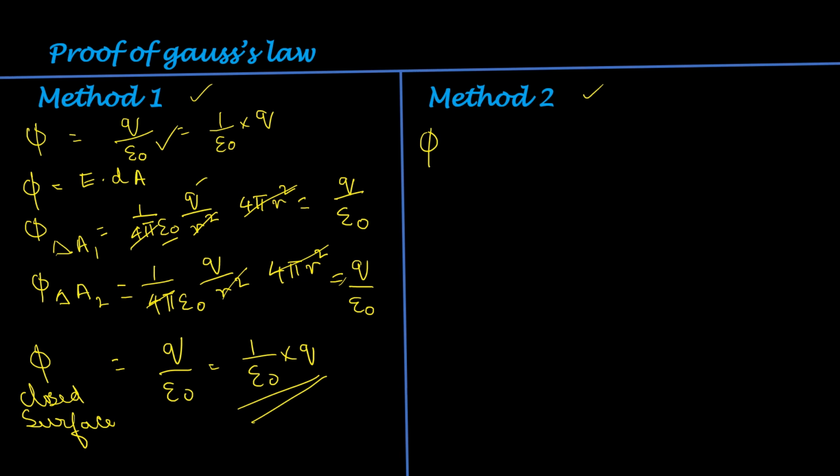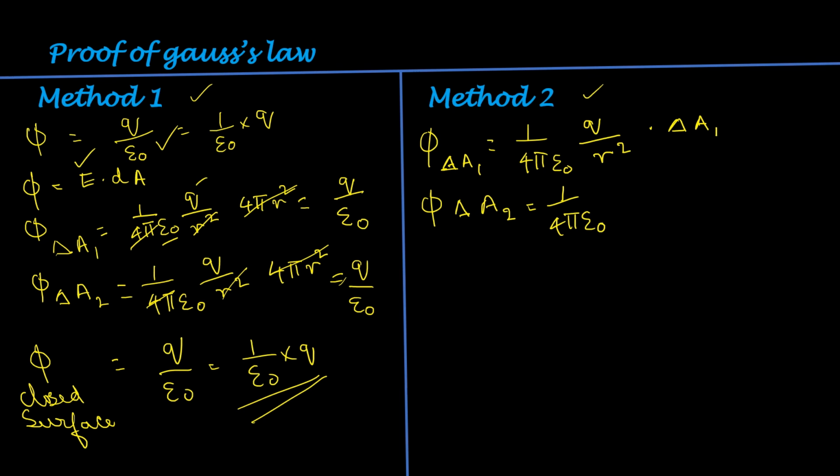The general formula is phi is equal to E dot dA for delta A1. Phi delta A1 is equal to 1 by 4 pi epsilon naught Q by R square. We have substituted for electric field dot delta A1, that is area. In a similar way, we can write the expression for electric flux out of all the other area elements like delta A2, delta A3, etc. up to delta AN, and then integrate the whole thing.